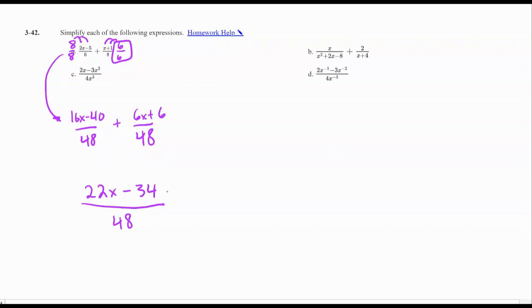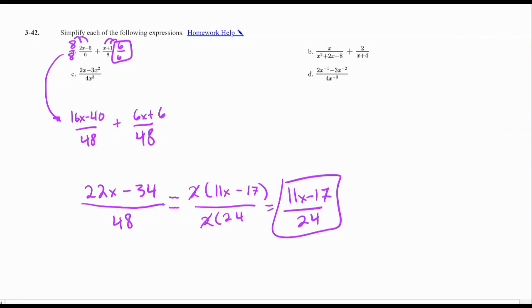I'm going to see if there's any common factors. It looks like there is. So greatest common factor may be of 2. 11x minus 17 over 2 times 24. So simplified answer here is just 11x minus 17 over 24 for A. Go ahead and erase this to give me some more space here.